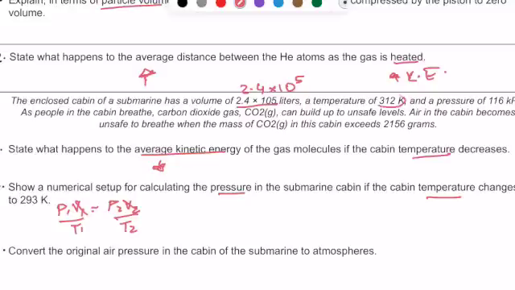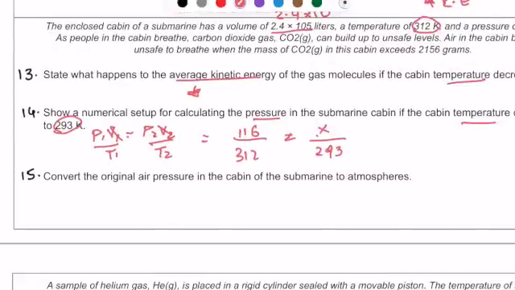The temperature was initially 312, and now we changed the temperature to 293. So let's go ahead and plug in the temperatures. Initial was 312. Final is 293. We need to know the final pressure, and the initial pressure was about 116. So you can just go ahead and solve for x, or leave it like this because it only asks for the numerical setup.